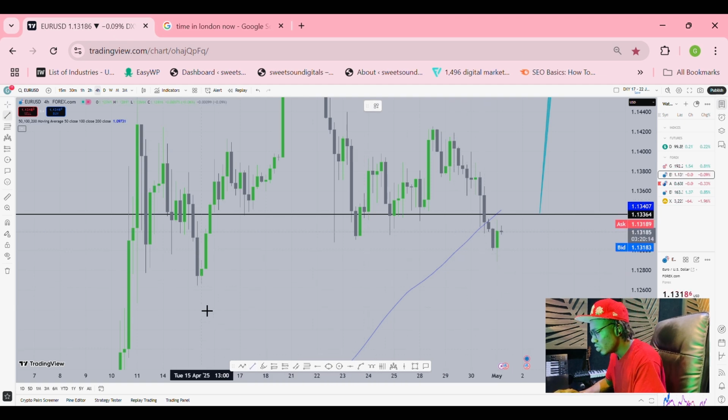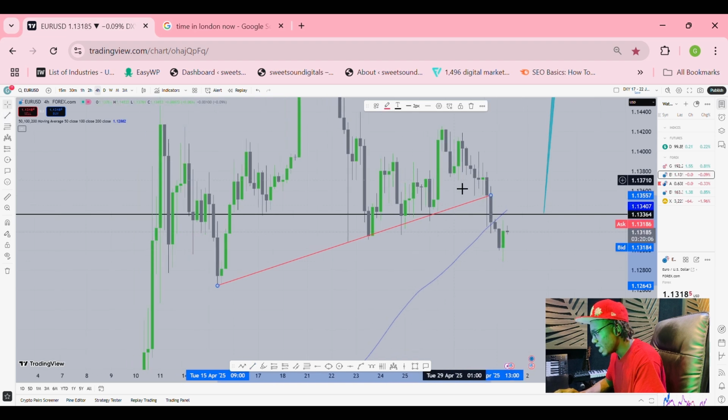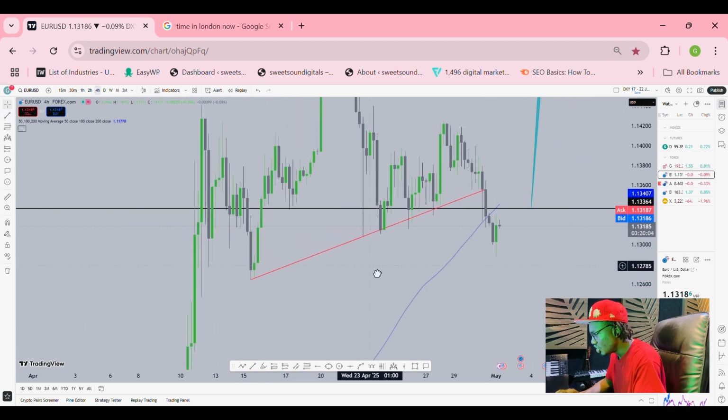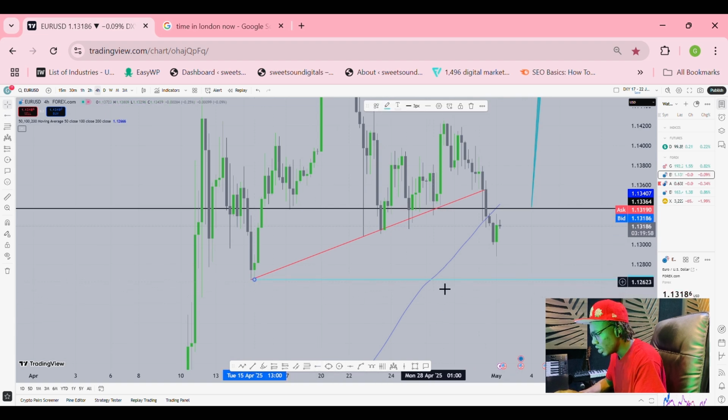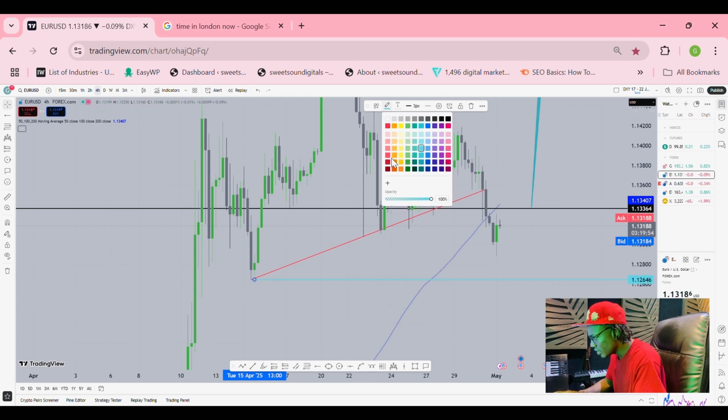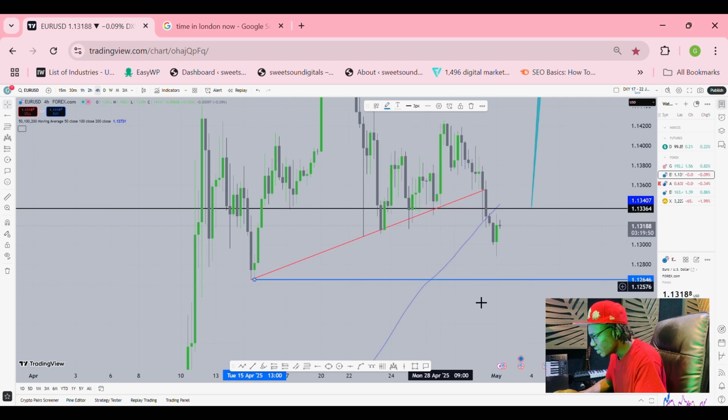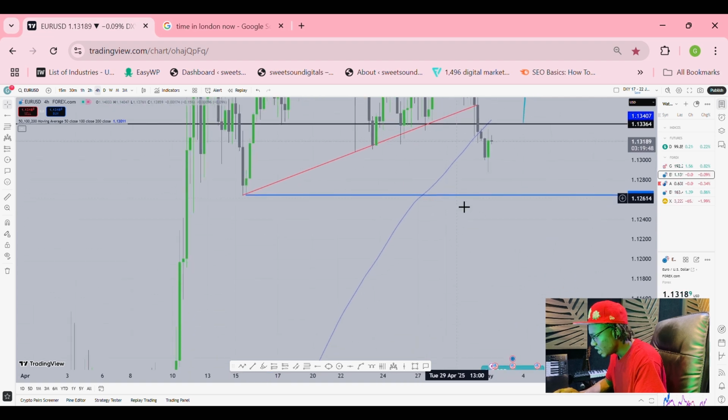Now look at this whole liquidity here has been swept. All right, so there's a trend line break here. Then we're heading, if you're taking this trade, this will be your first TP, this will be your first take profit on this trade. First take profit, guys.